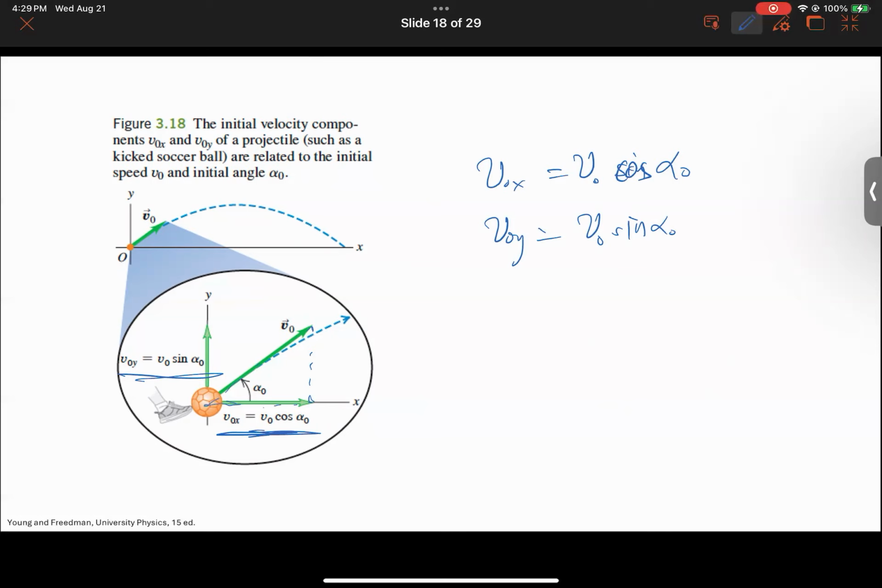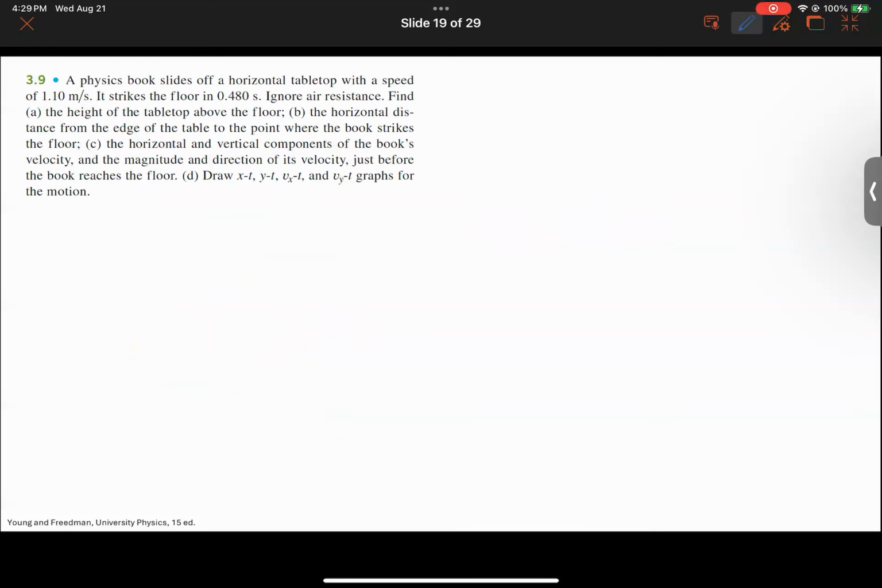So this is your right triangle. If this is the angle, then this is the opposite side, this is the adjacent side, and this is the hypotenuse. So that's all there is to it. Okay, let's try to solve this problem.